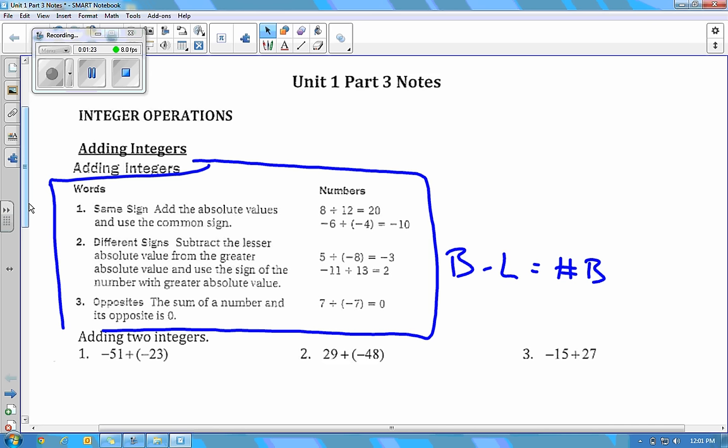And then the last one is opposites. The sum of a number and its opposite is always 0. So 7 plus negative 7 is 0. Negative 4 plus 4 is 0. Always going to be 0 that way.